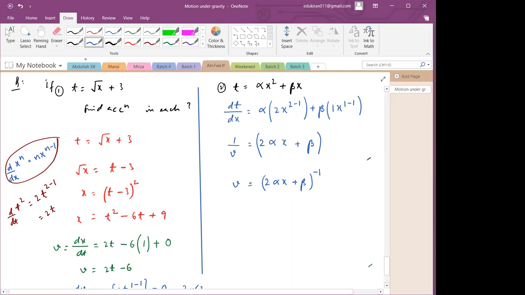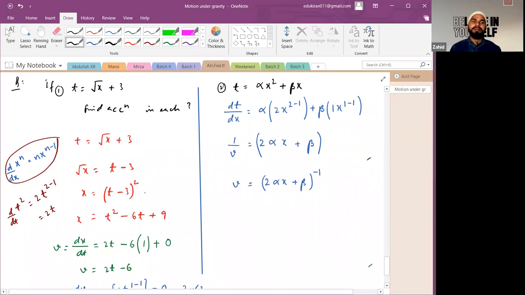Sir, but in the first question, root x is equal to t minus 3. So x is equal to t minus 3 whole square, right? Yes, whole square. I've taken the square on both sides, or you may say you have shifted the root to the other side, it will become a square. Okay.